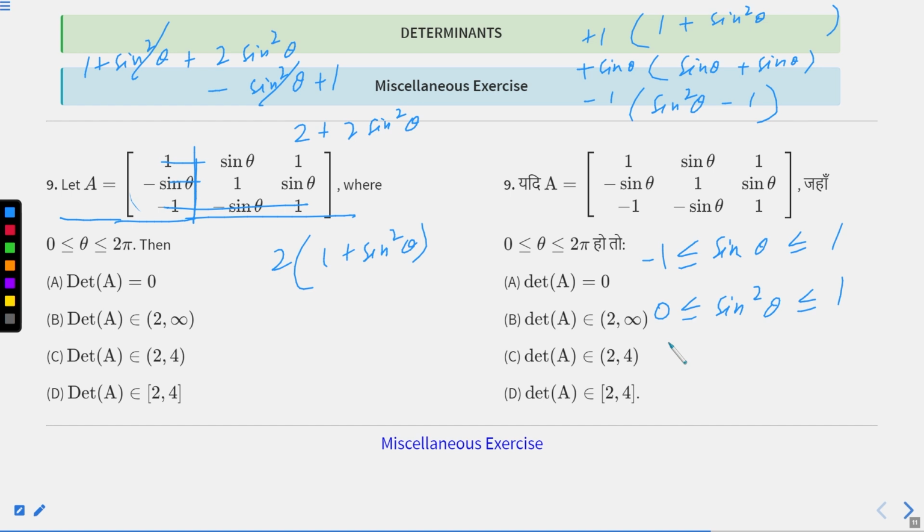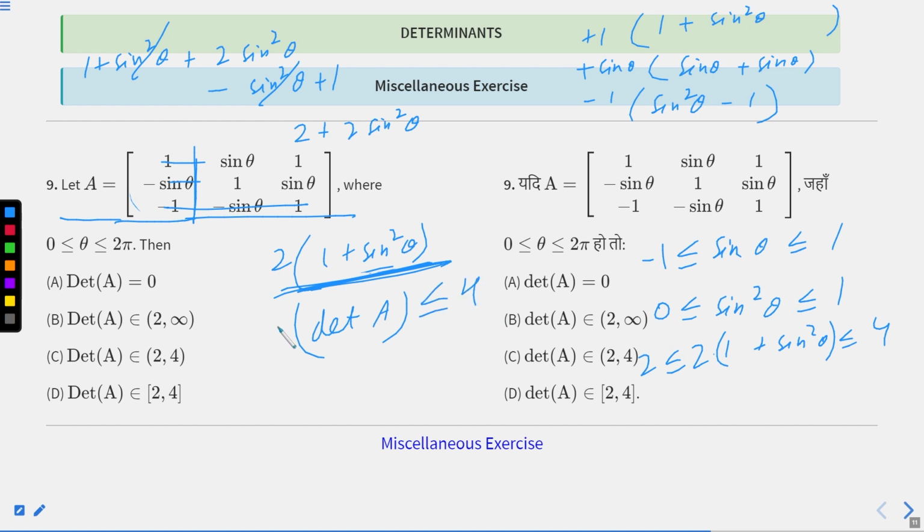Now add 1 to both sides. You will have this. Adding 1, now you got this. Now just multiply by 2. You will have this sort of thing. So this is your determinant of A. Determinant of A must not get greater than 4 and less than 2. So your option D, as you can see, with equality, this means closed interval 0 to 4. So your option D for the ninth will be the correct option.